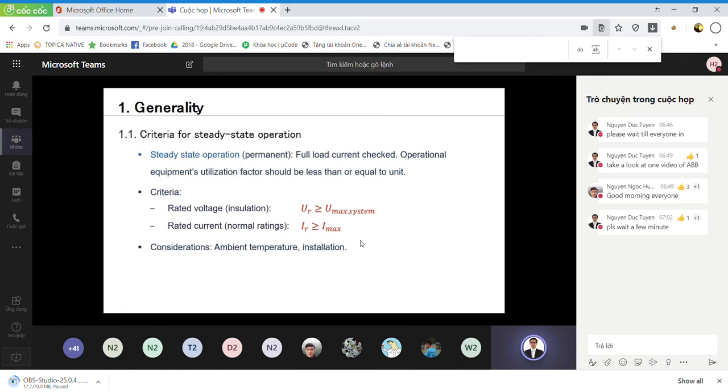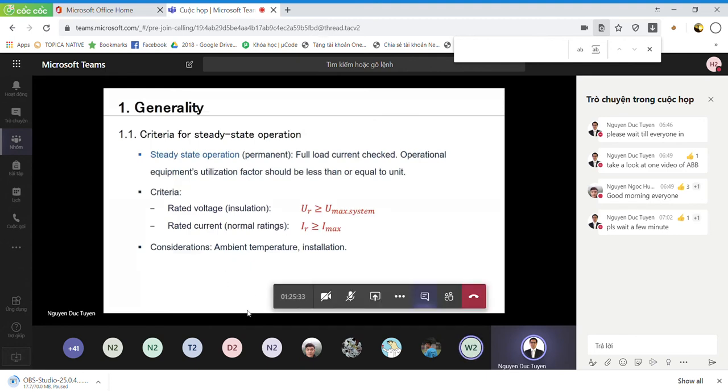Right. And the second value is the rated current. The current flowing through the equipment should be higher than the maximum current that can flow into the equipment, right? For example, if we have two parallel lines and we lose one line, the other line should keep running, while normally the current flows in two lines.